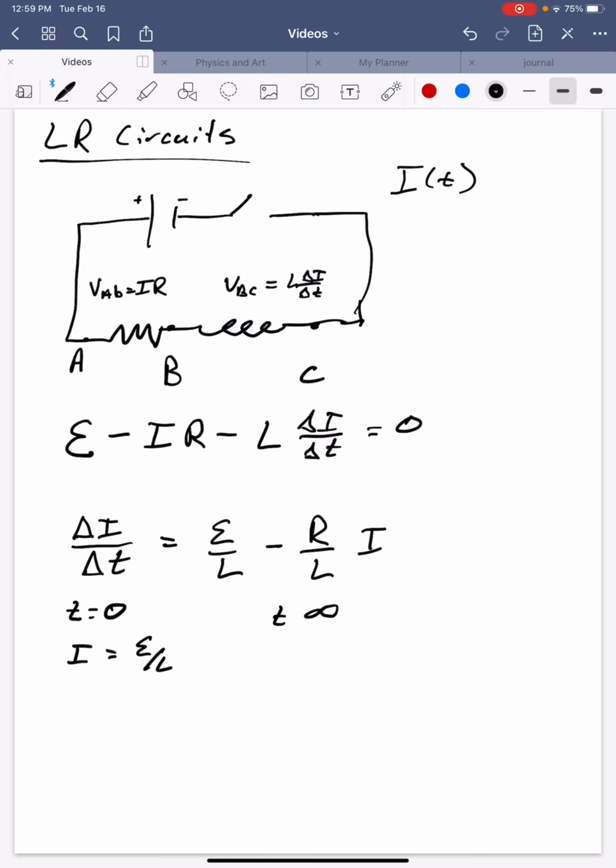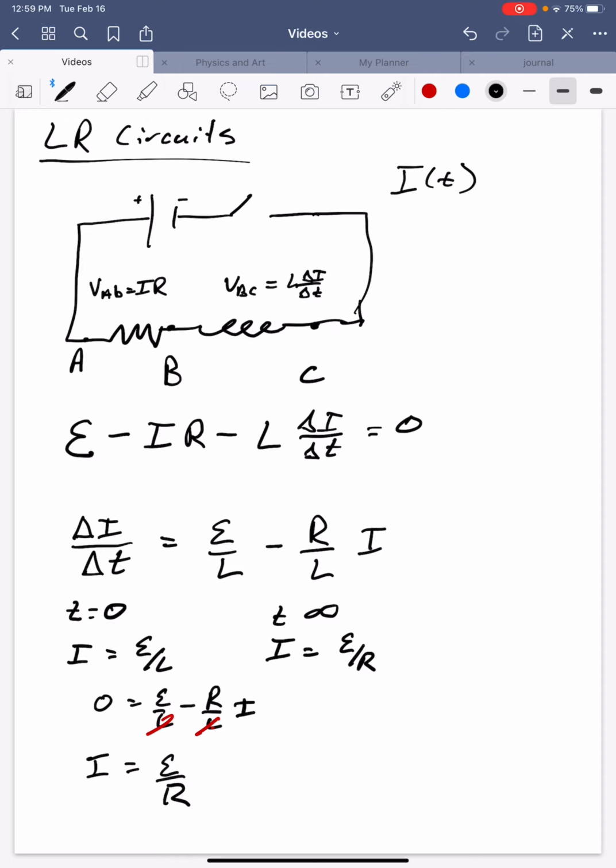At infinity, I'll be at a steady state condition, which means that delta I over delta T is effectively 0. And that tells me that I should look like EMF over R, and I can get that by solving this equation when delta I over delta T is equal to 0. So that tells me that 0 equals EMF over L minus R over L times I. My L's cancel, and I end up with I equals EMF over R, which is what I would expect from Ohm's law.